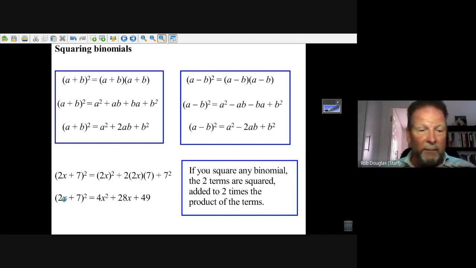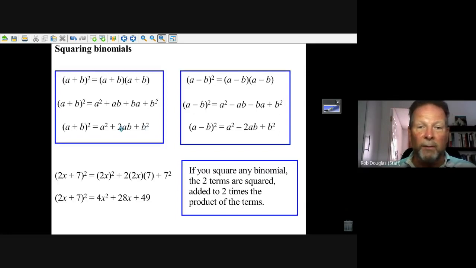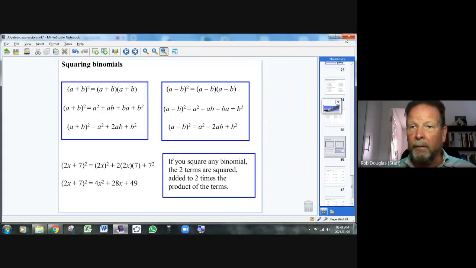So it's always the first term squared, the second term squared, but you always go 2 times these terms multiplied together. If you remember that, you can do any of these questions. I've given you a lot of these to practice writing out the answer. You don't want to have to do FOIL each time. It's much better to just use the structure of this formula. And you have to practice it to get good at it.